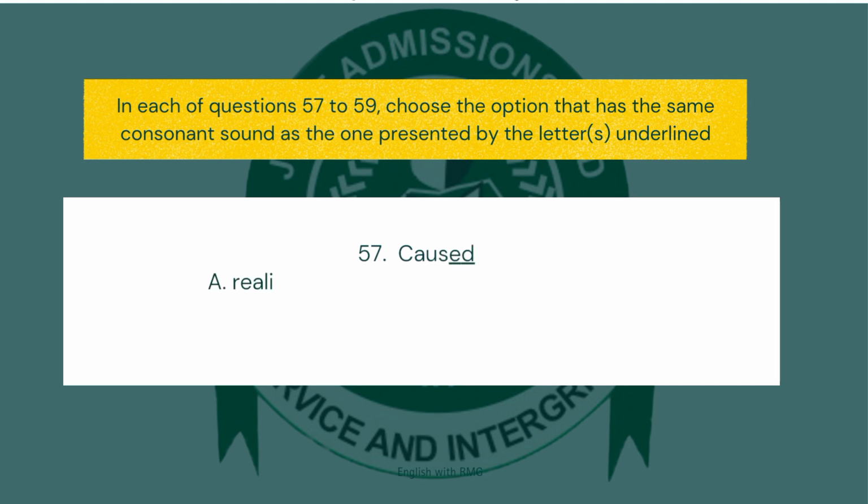This is the first question from the 2023 past question. Let's read the instruction first. In each of questions 57 to 59, choose the option that has the same consonant sound as the one presented by the letters on the line. I don't want to read the words for you because if I do, I would have given you the clue.